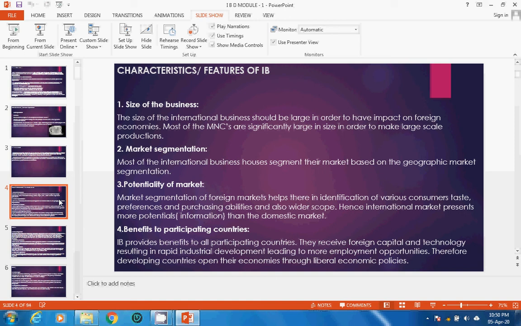Benefits to participating countries. Most of the countries participating in international business receive global capital and technology, resulting in rapid industrial development that leads to more employment opportunities. Therefore, developing economies open their economies through liberal economic policies.